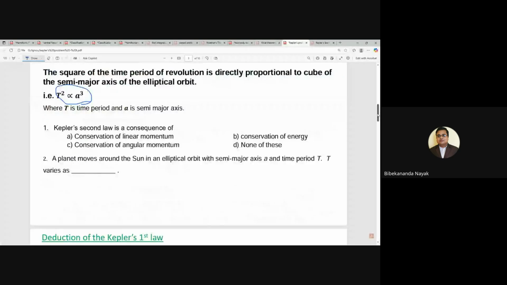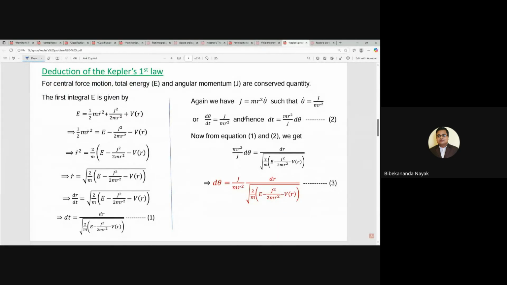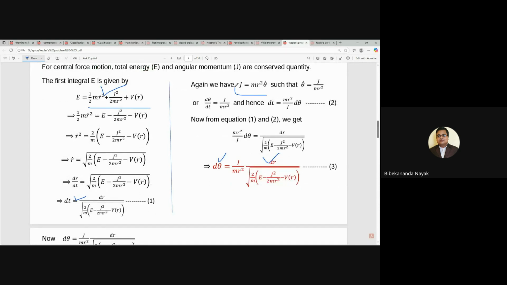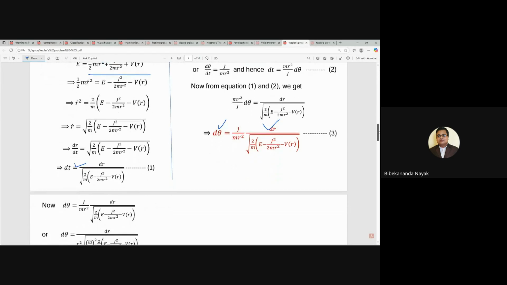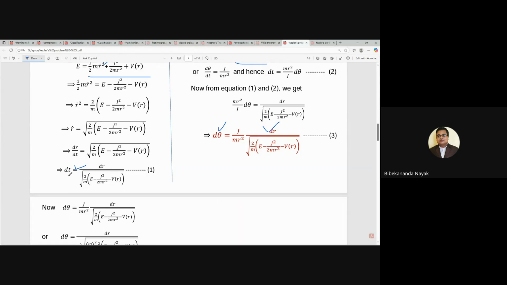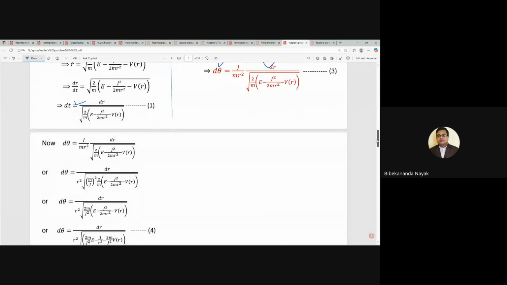The three laws, actually, we can prove. This is the deduction of Kepler's first law. It is slightly difficult, but I did all the steps here. You can check it. From energy, you can calculate its variation of t with r, then theta with r. dt and d theta, because J is equal to m r square theta dot, which is a constant. So comparing dt by dr with this, d theta by dr with this, now comparing dr in both cases, d theta.